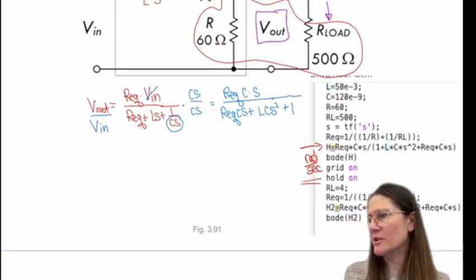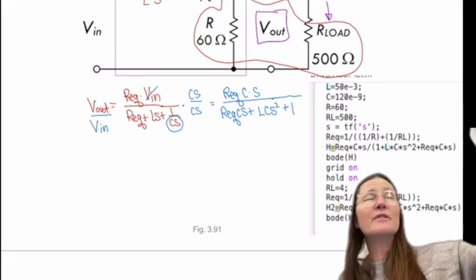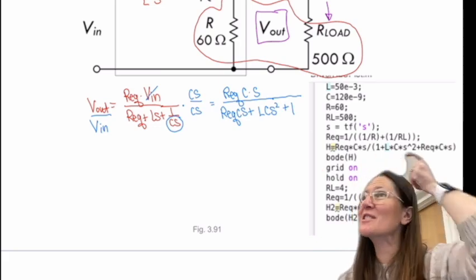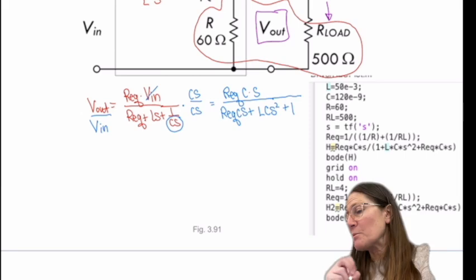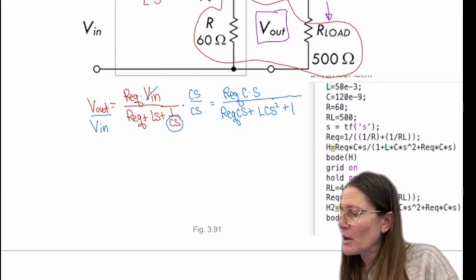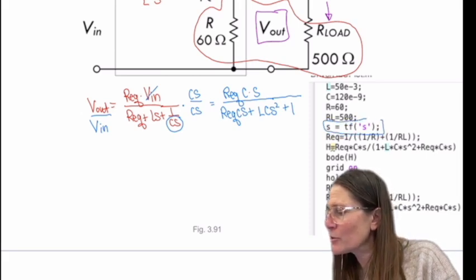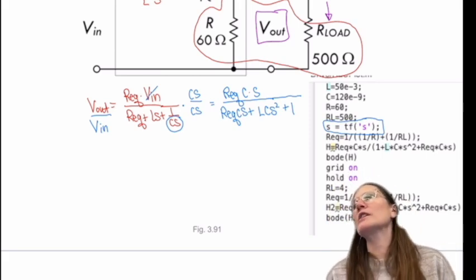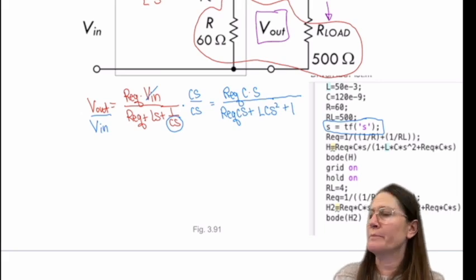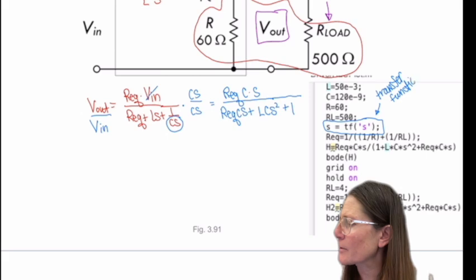From that, I just defined my L, which was 50 milli, so 50 times 10 to the minus 3. Then I put my C value, my R value, my RL, and then in MATLAB you use TF to say that S is a transfer function variable. So this is how in MATLAB you would say this is a transfer function variable S.